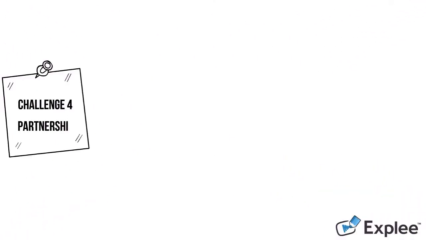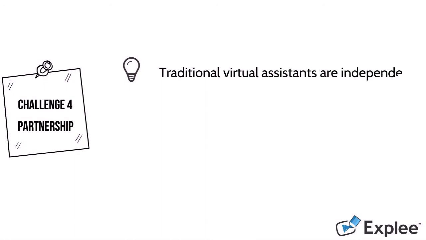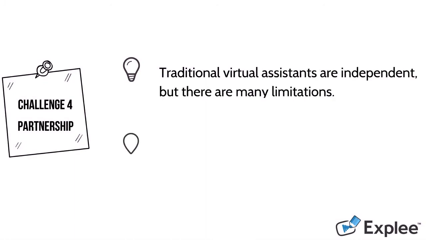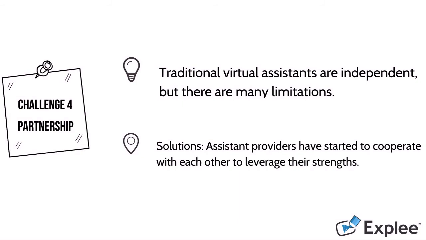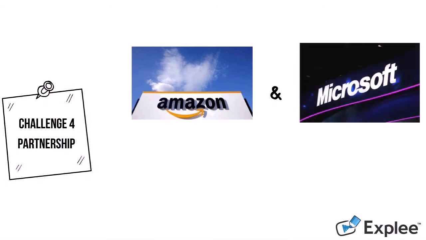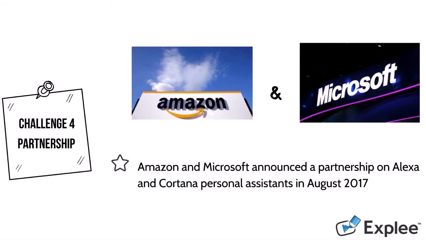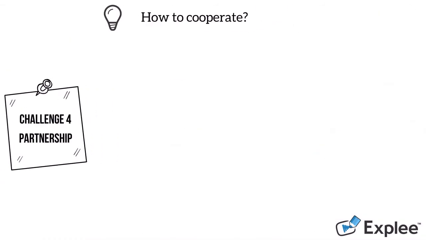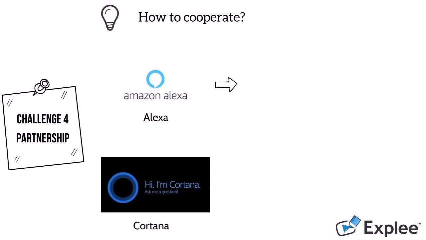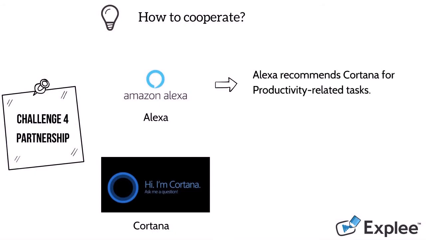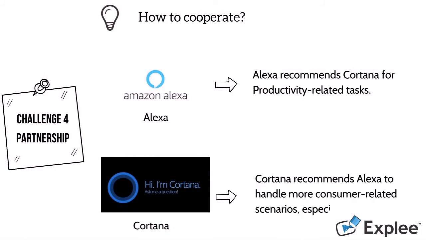Challenge 4 is partnership. Traditional virtual assistants are independent, but there are many limitations. So at this stage, some providers have started to cooperate. For example, the cooperation between Amazon and Microsoft on Alexa and Cortana personal assistants in August 2017. Alexa can recommend Cortana for productivity-related tasks, and Cortana can recommend Alexa for more consumer-related scenarios, especially in e-commerce, which allow them to successfully achieve win-win results.